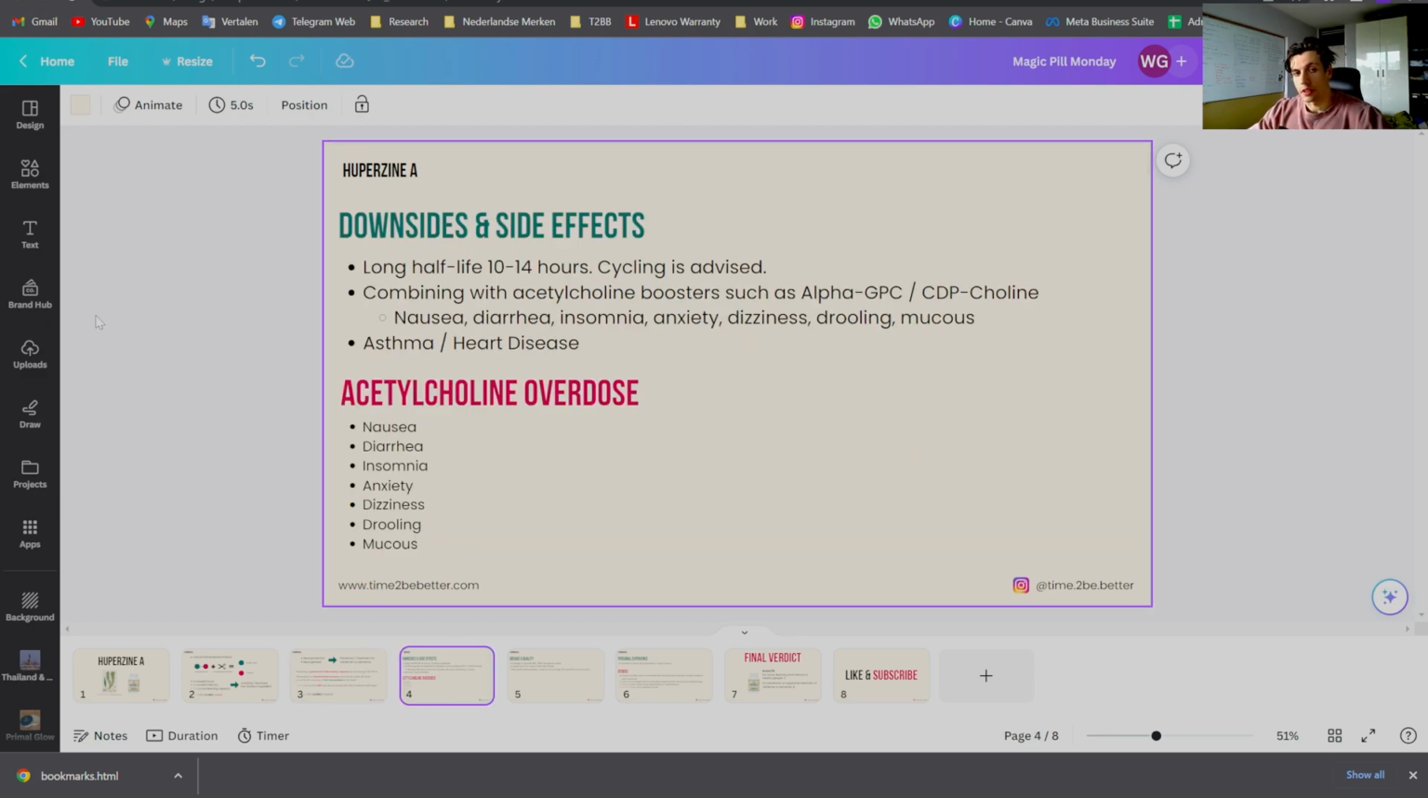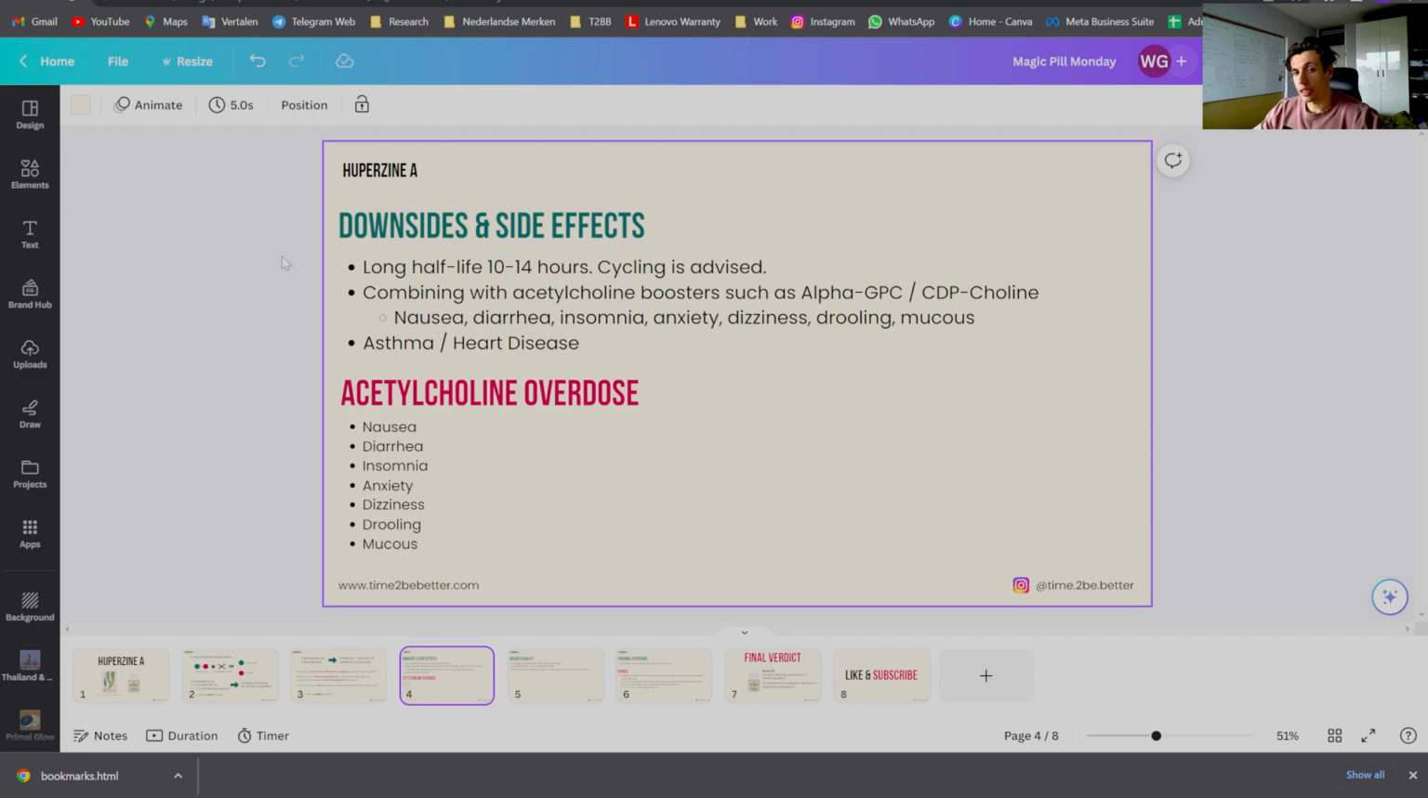Now, what are some of the downsides and effects you should take into account if you want to take Huperzine A? First of all, Huperzine A has a long half-life, meaning that it will take a long time for Huperzine A to clear out of your body. It can actually take up to 2 days to fully clear out your body. Therefore, people typically advise not to take Huperzine A every day, but rather once every 2 days.